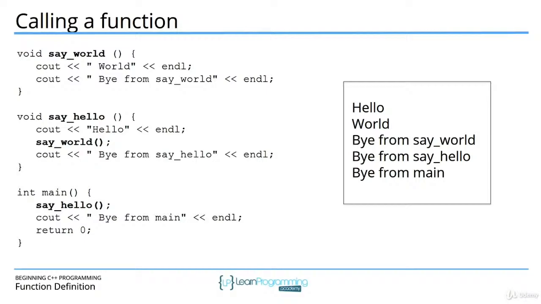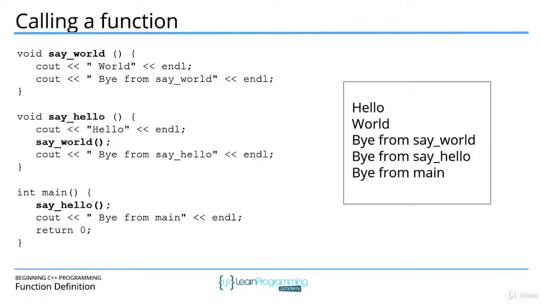Here's the same example with some other output statements sprinkled in. Again, execution always begins with the main function. So in this case, main calls say hello. So we execute say hello. Remember that when say hello is finished, we need to complete the code in main. So we display hello to the console, then say hello calls say world.